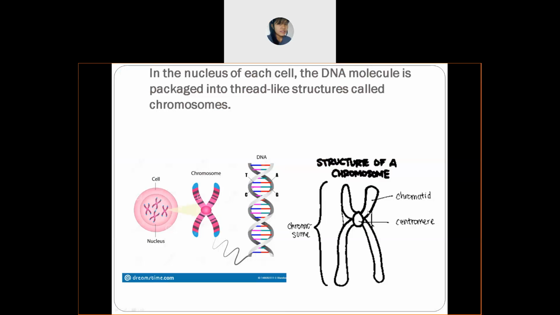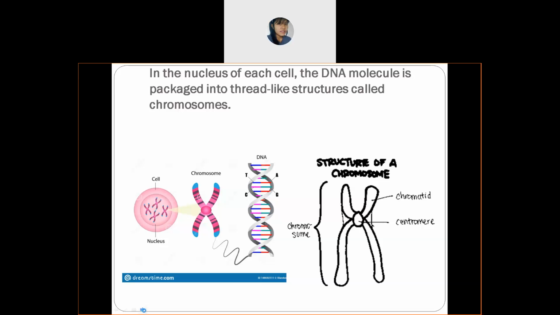Understand? This is the structure of a chromosome. This upside is called the chromatid, and the point where the chromatids meet is known as the centromere. Are you clear about the structure of chromosomes now? Yes, ma'am. The chromatid, and the center point where the chromatids meet is known as the centromere.